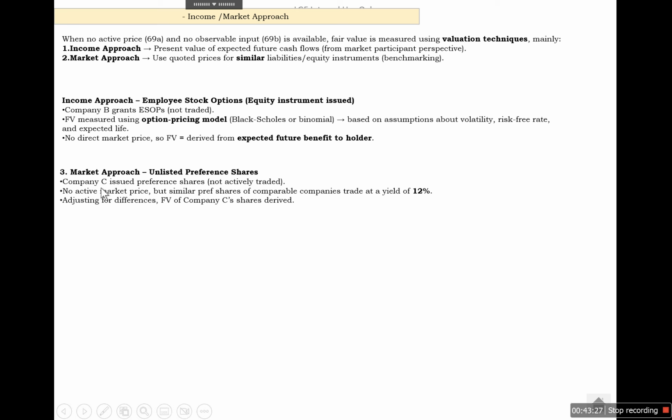And second is the market approach for unlisted preference shares. So company C issues preference shares. Those are not actively traded. There is no active market, but similar preference shares of comparable companies trade at a yield of 12%.